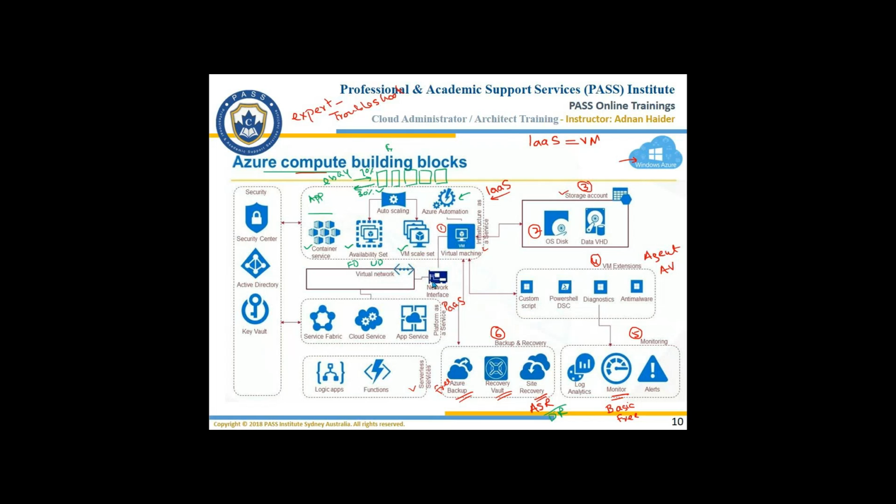So guys, we have VMs connected to the network, and from there they can be connected to app service, cloud service, and service fabric. So first of all, app service. In this service, we can basically host web apps.